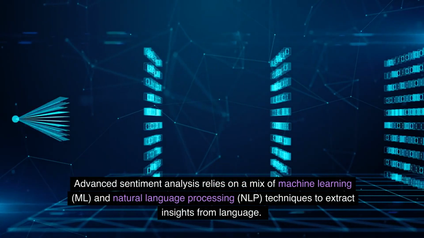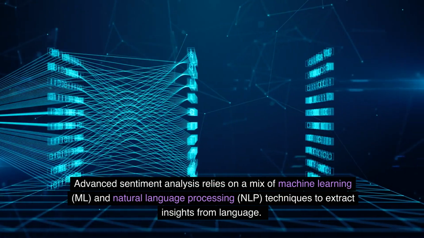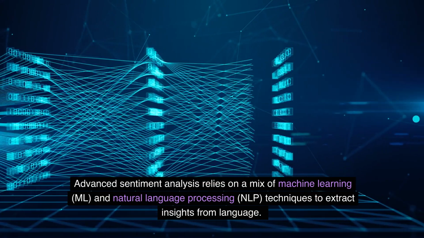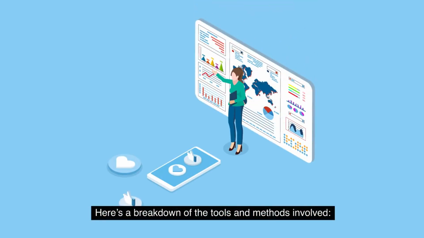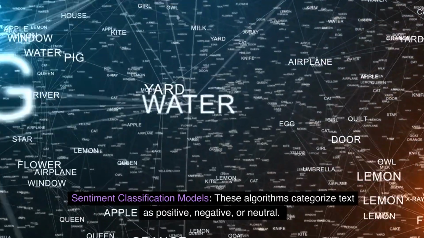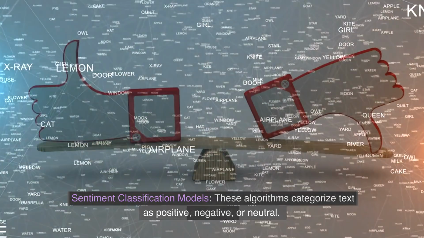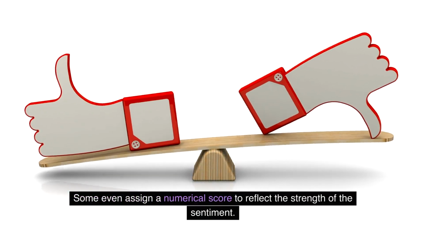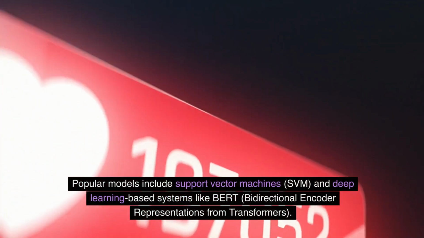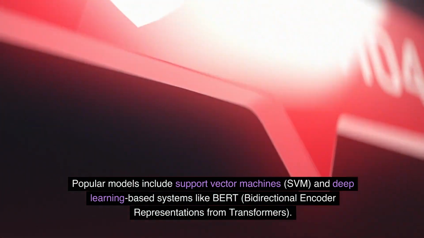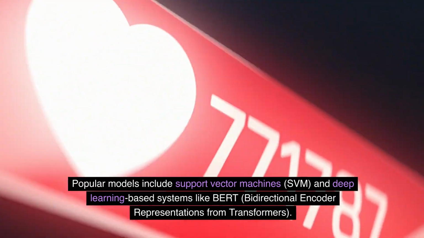Advanced sentiment analysis relies on a mix of machine learning, ML, and natural language processing, NLP, techniques to extract insights from language. Here's a breakdown of the tools and methods involved. Sentiment classification models. These algorithms categorize text as positive, negative, or neutral. Some even assign a numerical score to reflect the strength of the sentiment. Popular models include support vector machines, SVM, and deep learning-based systems like BERT, bidirectional encoder representations from transformers.